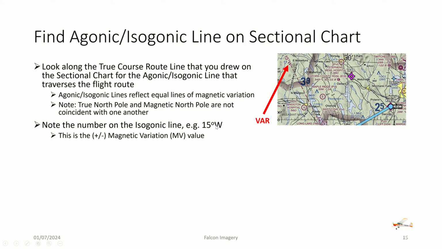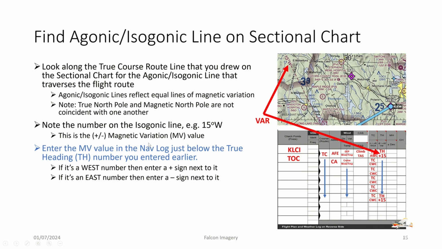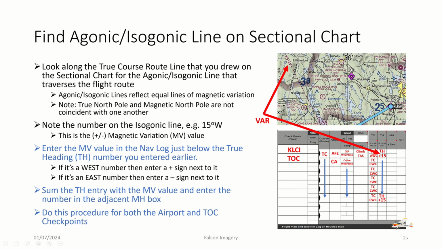Note the number on the isogonic line that you see here, 15 degrees west. This is the magnetic variation. Enter the magnetic variation value in the nav log just below the true heading. So we got our true heading, and now we saw the plus 15. We're going to put plus here because it shows west. If it's west, it's a plus. If it's east, it's a minus. So we'll put plus 15 in there. Sum the two of those numbers together, and that will go into your magnetic heading area.